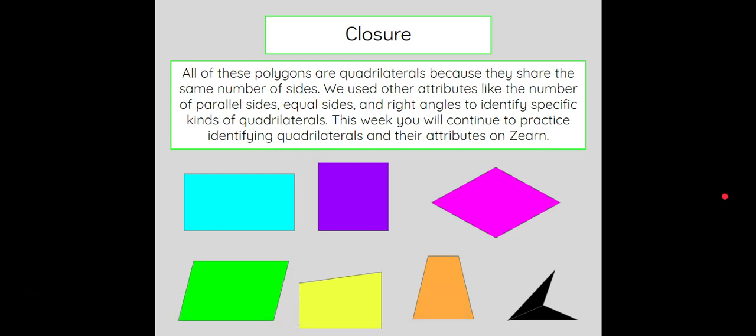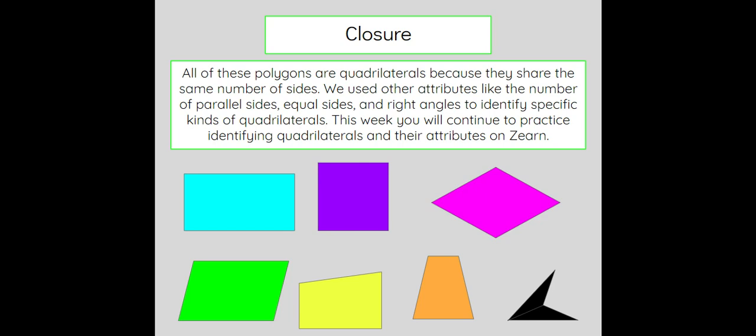All right, to wrap it up today, you learned about quite a few vocabulary words. Some of them may have been familiar, some of them may have been new. You're going to be using that understanding of vocabulary and applying it in the Zern lessons to follow. So if you look below in the slide, all of these polygons that you see here are quadrilaterals because they have the same number of sides. But you need to use other attributes like the number of parallel sides, equal sides, and right angles to identify specific kinds of quadrilaterals. This week, you're going to continue to practice identifying quadrilaterals and their attributes on Zern.